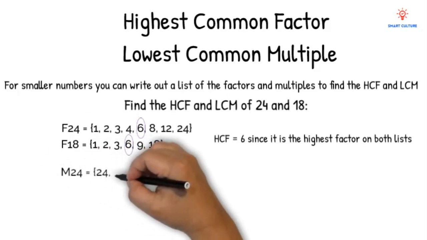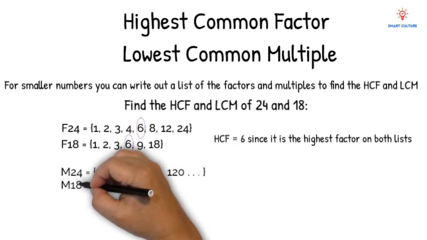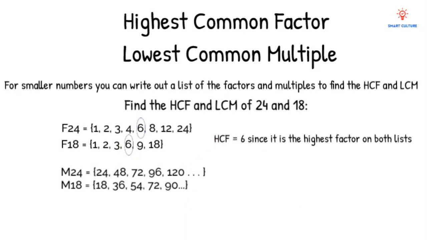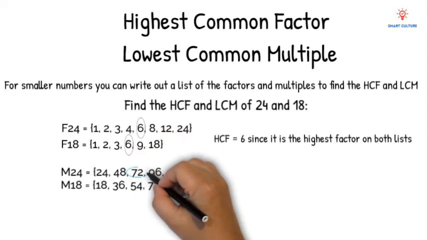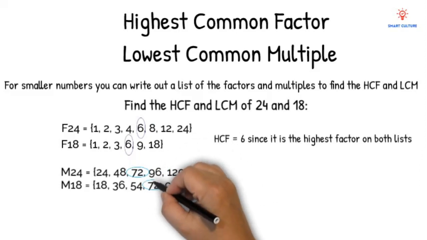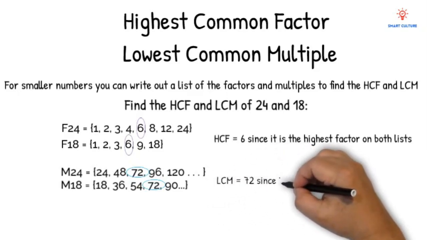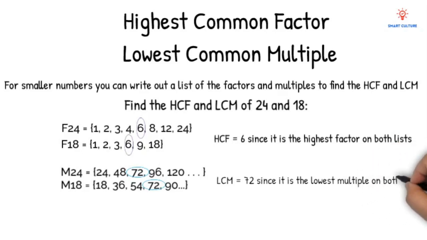Let's write down the multiples of 24. 24, 48, 72, and so on. Multiples of 18 are 18, 36, 54, and so on. Can you spot a number on both lists? There is a 72 of 24 and there is a 72 of 18. This is the lowest common multiple. The first multiple you reached that is on both lists is considered to be the lowest common multiple.